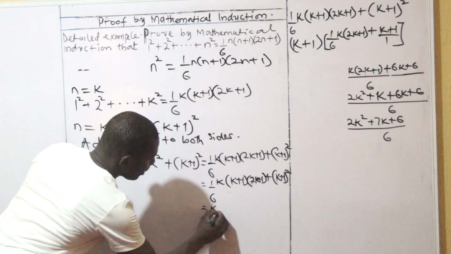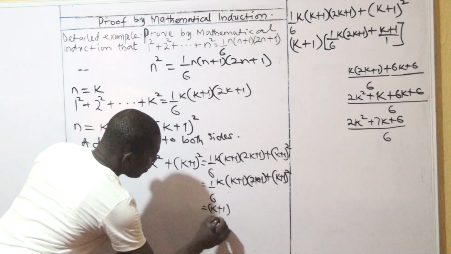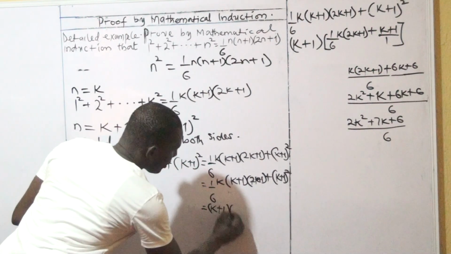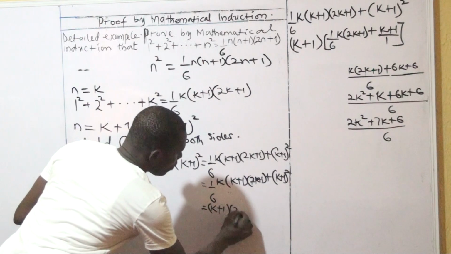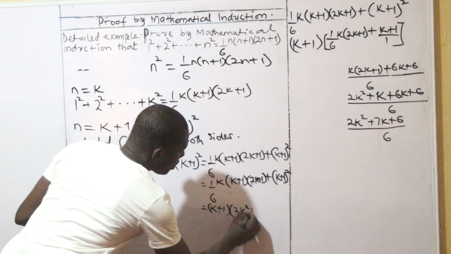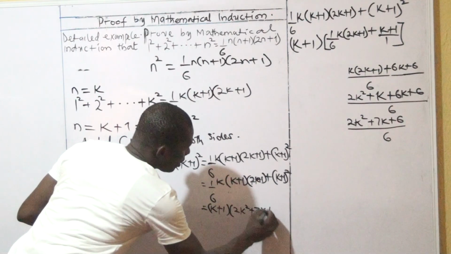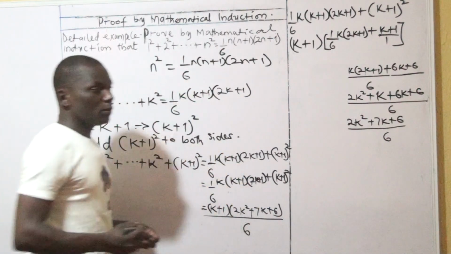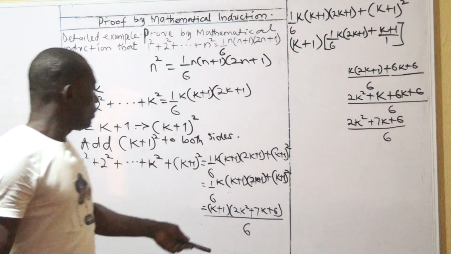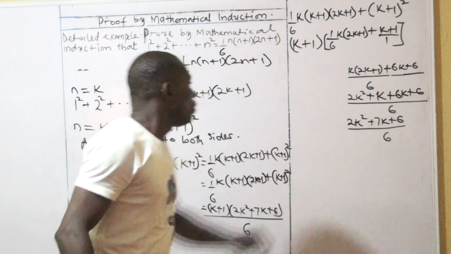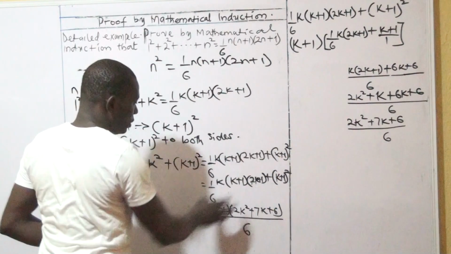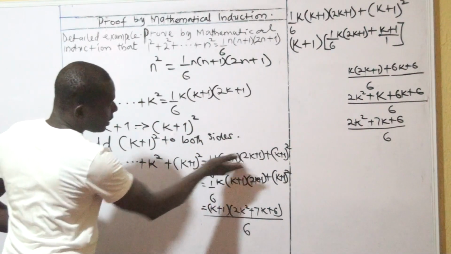k plus 1, open bracket k plus 1, then you close your bracket. I'll have 2k squared plus 7k plus 6, you close your bracket, all over 6. So we are able to simplify this, the whole of this.